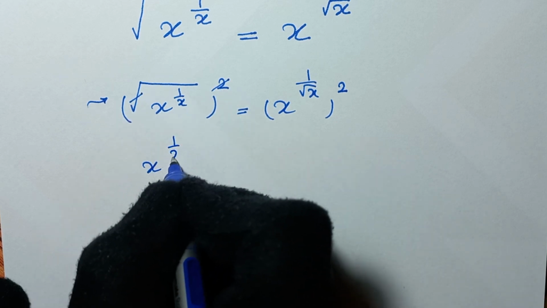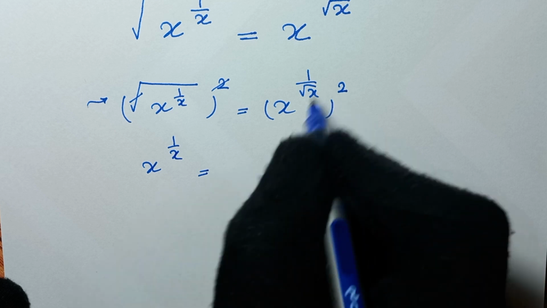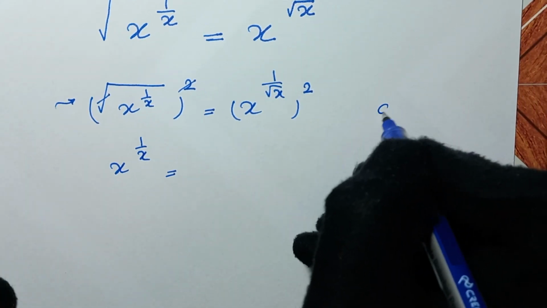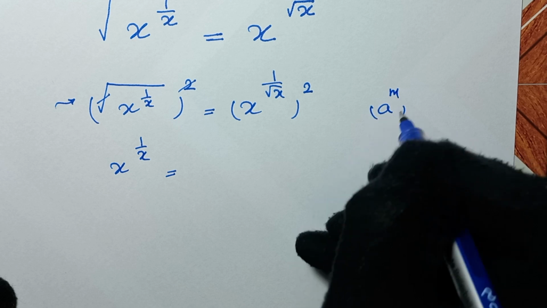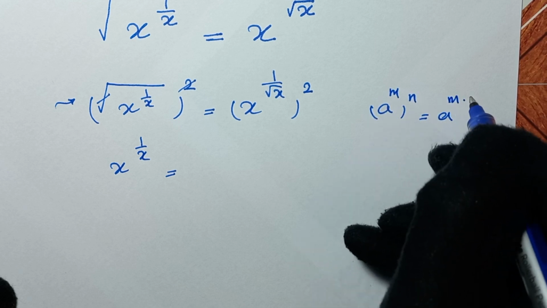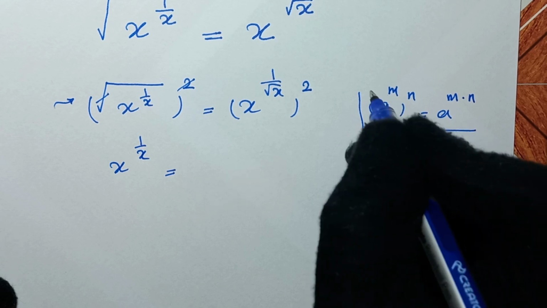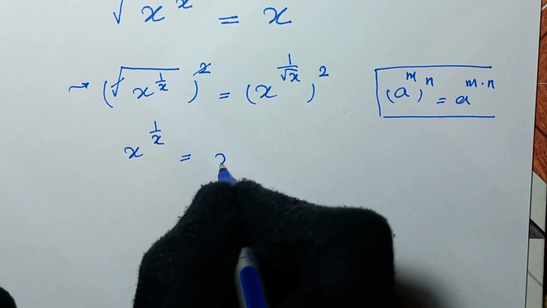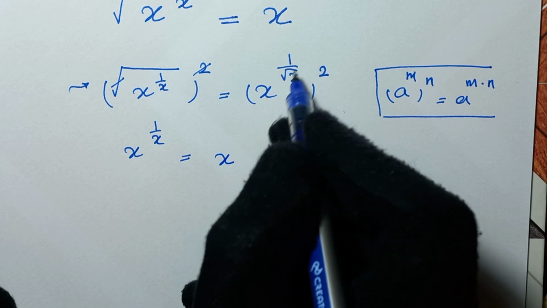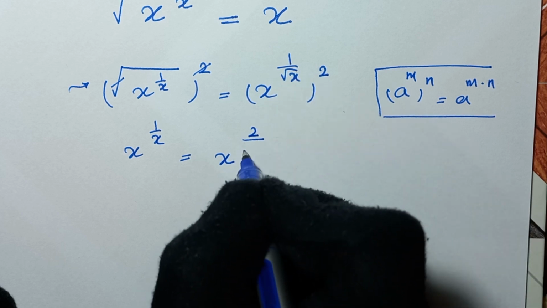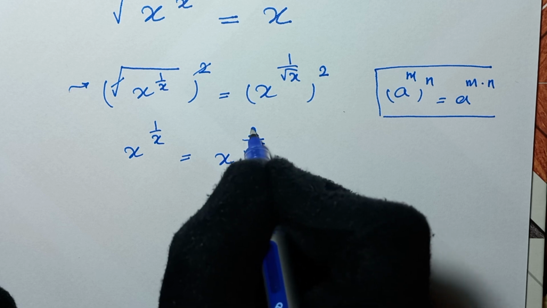over x is equal to, and here from the exponential rule, if we have a to power of m to power of n, this is equal to a to power of m times n. So in here we can write this as x to power of 1 over square root of x times 2. So it will be 2 over square root of x.